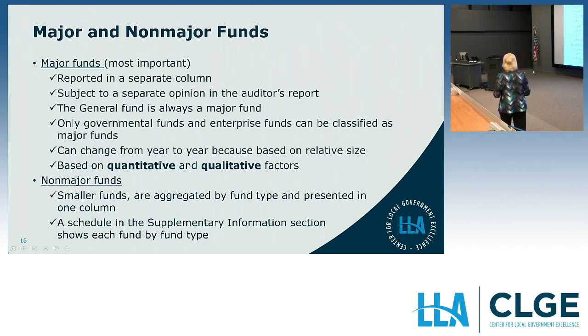Now let's talk about major and non-major funds, because we're going to see that in our financial statements going forward. So major funds, as the name implies, are the biggest funds. They're the most important. They get their own column. When your auditor expresses an opinion on your financial statements, he opines on major funds. So sometimes you might get a modified opinion that carves out a major fund, and you might get clean opinions on other funds. The general fund is always a major fund, always listed first.